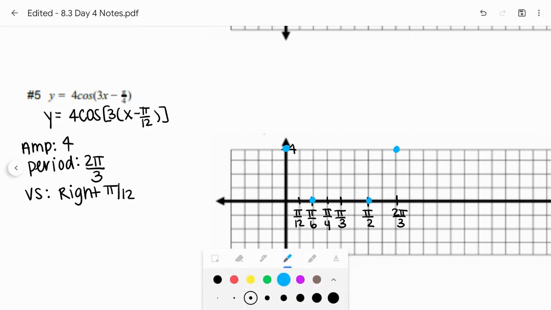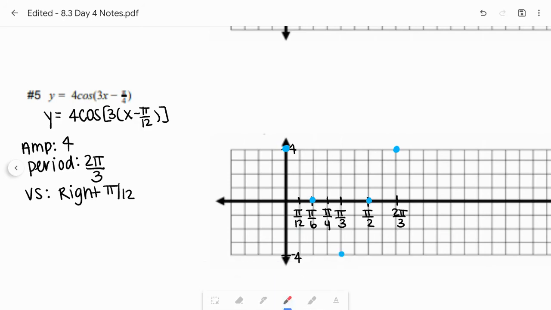Okay, so again, I'm going to use red now to sketch my final graph, and I am just moving pi over 12. So every mark or every point is just going to be shifting over 1 tick mark here. And that would be my final graph.